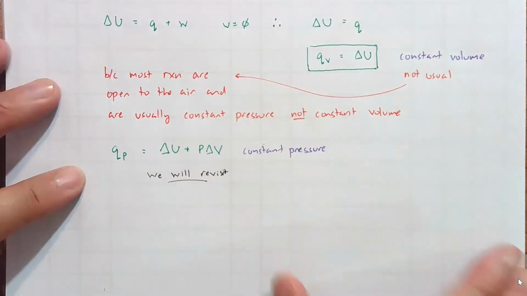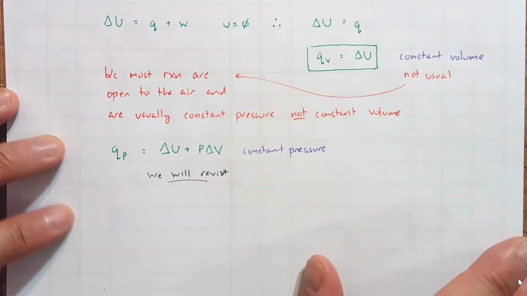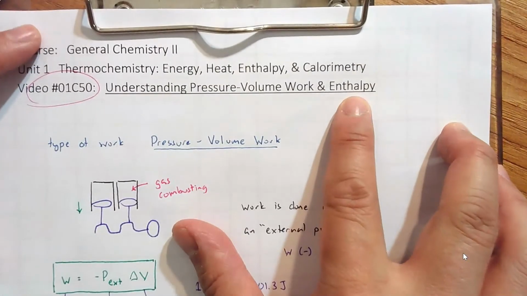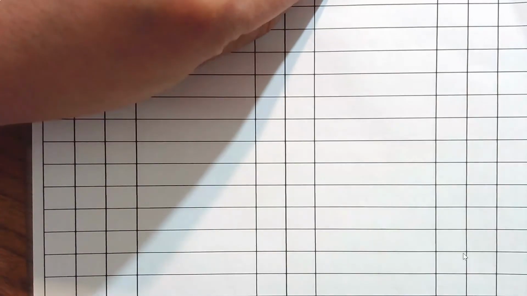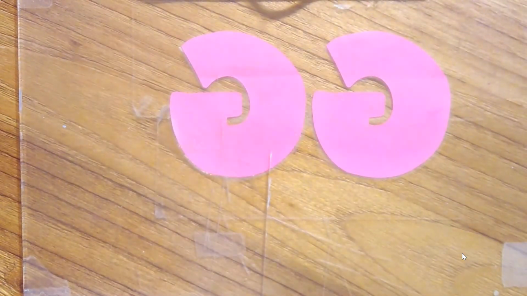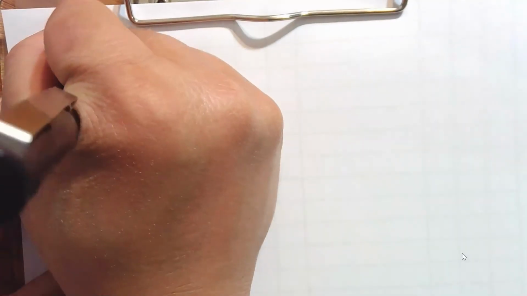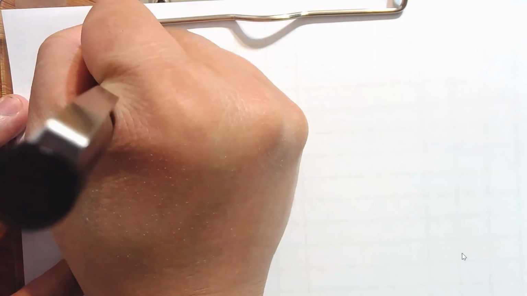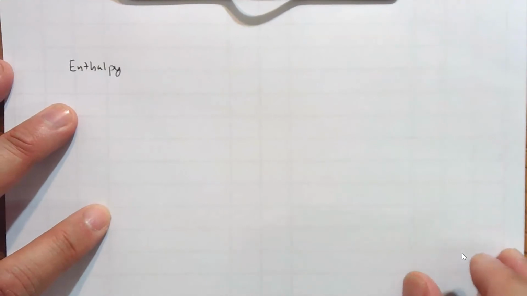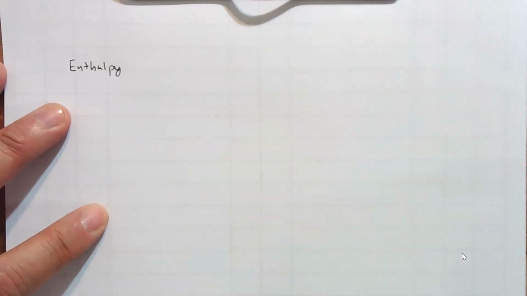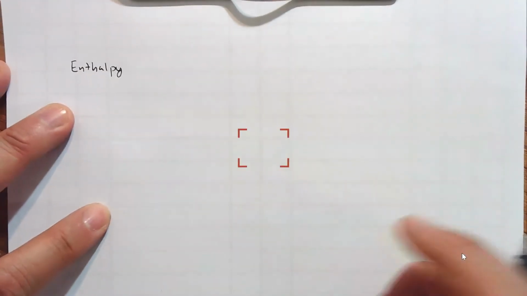Okay. I want to switch gears and talk about now our second part of this video, enthalpy. Enthalpy has a weird definition. It's not very intuitive, but it's an important value when we talk about thermochemistry and thermodynamics.